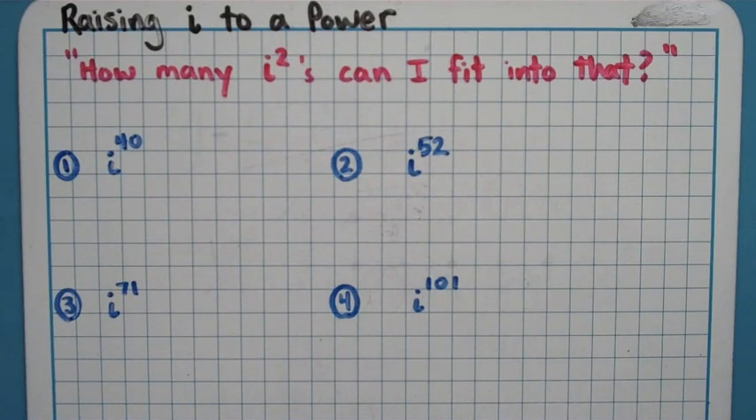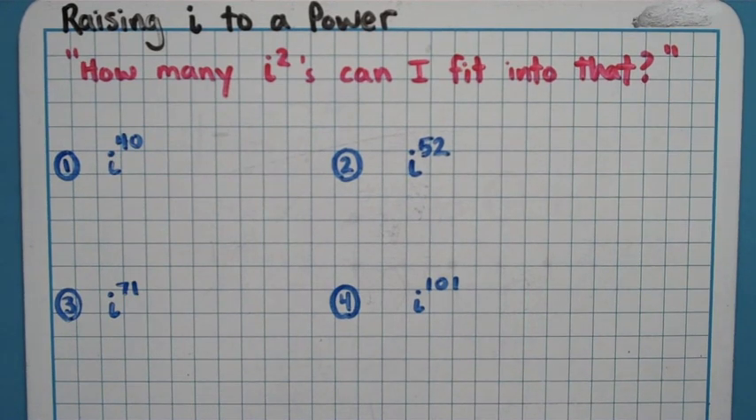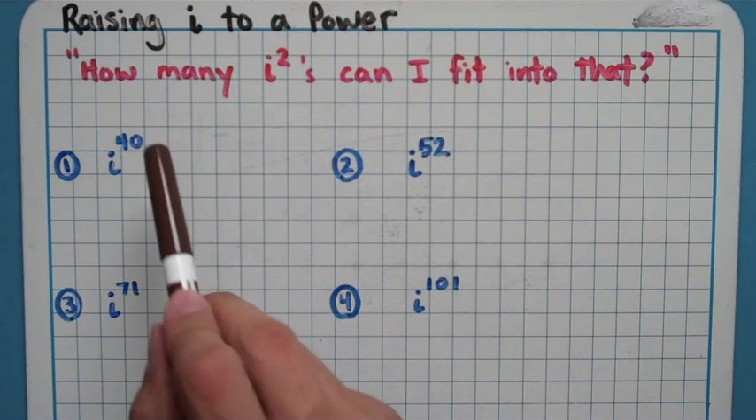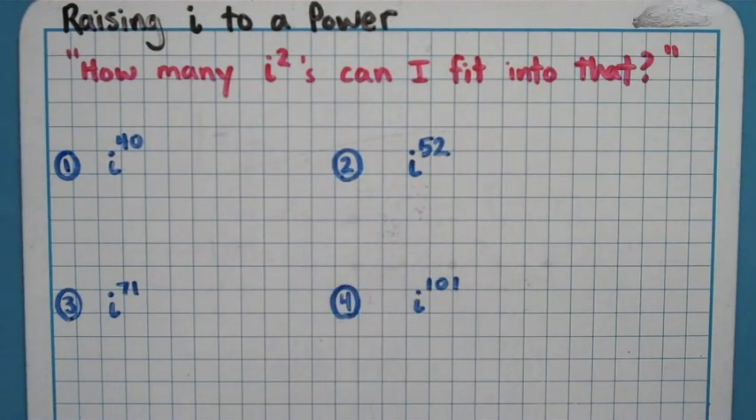Sometimes you may be asked to take i and raise it to a really big power. As you see on this slide here, I have i to the 40th power. We're multiplying 40 i's together, or i to the 52nd, or something like that. And the key to doing these problems is this question I wrote in red. How many i squareds can I fit into that?